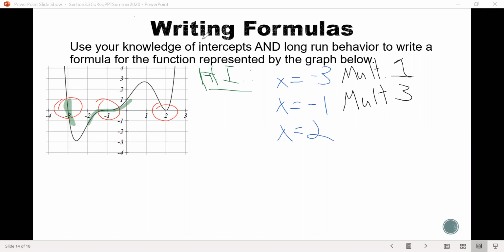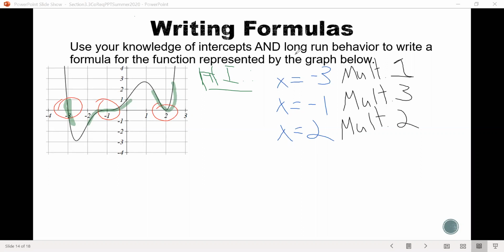And then at 2, notice that the graph bounces. It comes down, hits that point, and bounces back up. From our study before, we know that means the multiplicity there is even. So it could be 2, 4, 6, 8, 10, 12, and so on. But just to keep things simple, we're going to assume this is a multiplicity of 2, because again, it's really hard to tell the difference between 2, 4, 6, 8, any of those.